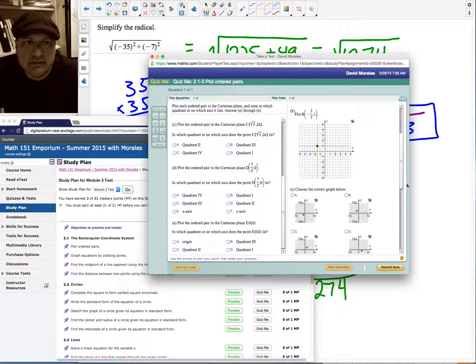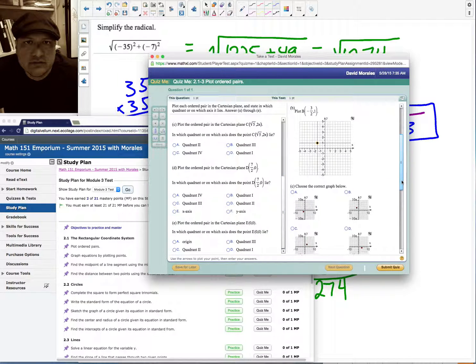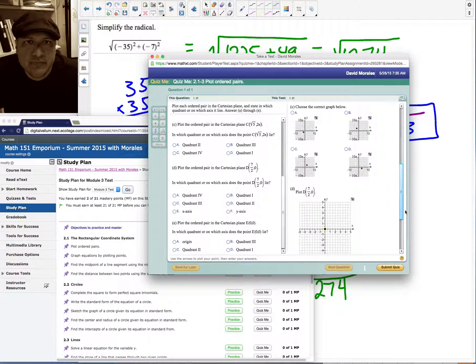Plot (√5, 2π). Now √5, you can put in your calculator, it's between 2 and 3 because the square root of 4 is 2 and the square root of 9 is 3. So this is about 2 point something. 2π is 6.2. I guess I've used your calculator here. So this is about 2 and 6.